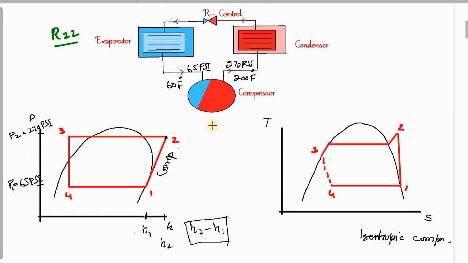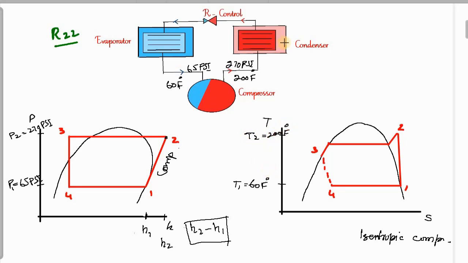And during this time, we can see the increase in temperature on the temperature-entropy diagram. This is our point number 1 from where the compression starts. Here the temperature is 60 degrees Fahrenheit, and we can say that this is our T1. After the compression, at point 2, the temperature is T2, and it is 200 degrees Fahrenheit.